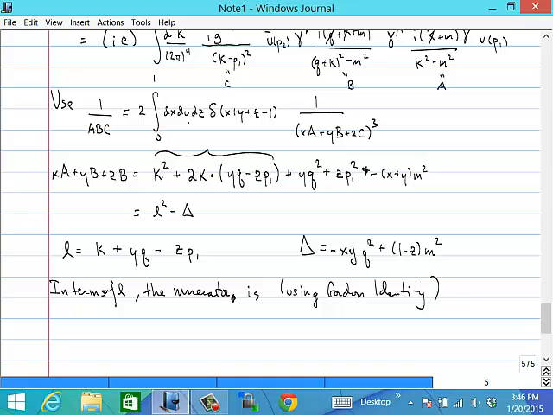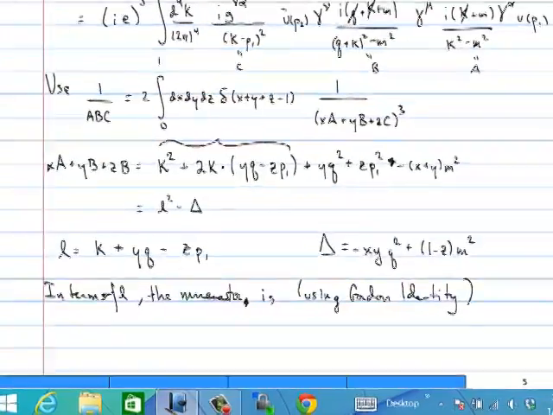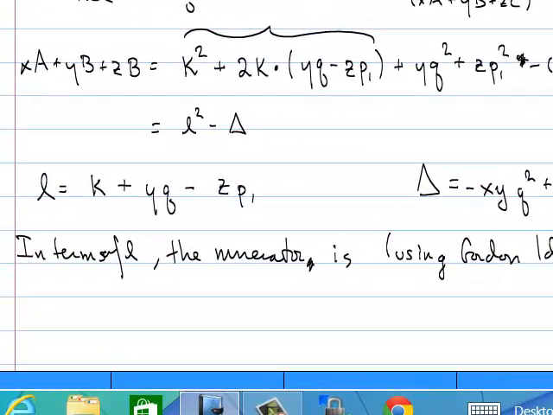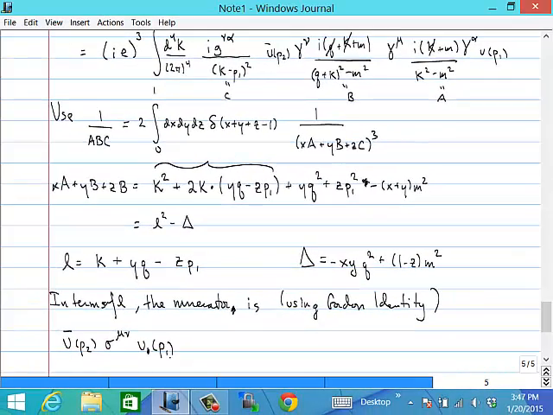The numerator, what is it? Well, there's one term that's interesting. So you get a u bar of p2 times sigma mu nu, that came from the Gordon identity, times u of p1, times i m z times 1 minus z times q nu, plus a bunch of other stuff.